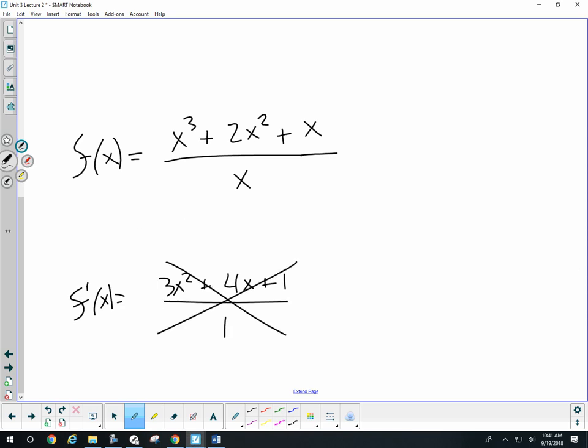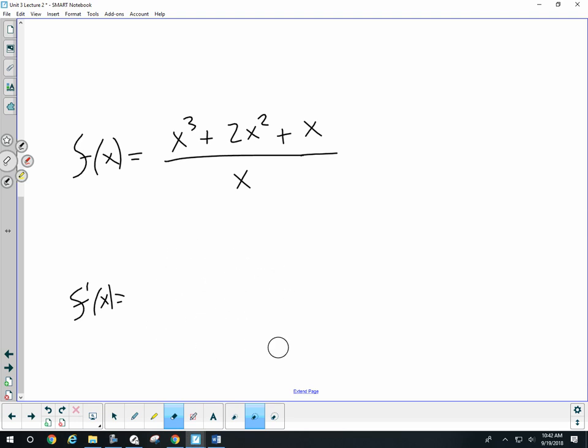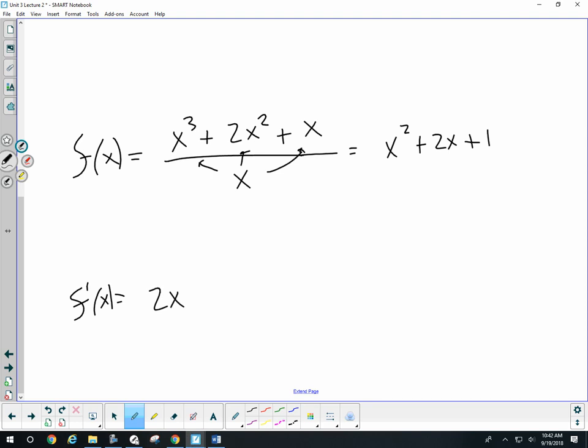And we will learn how to do this using the quotient rule. However, even after we learn the quotient rule, you should probably do this the way we're about to do it, which is to simplify first. We should always look to simplify functions first, especially for today. And I would divide each of these terms by x, giving me x squared plus 2x plus 1. And then, using the power rule, I can find the derivative. So this would be the tangent slope generator for this function.